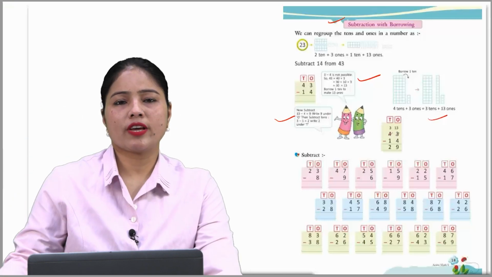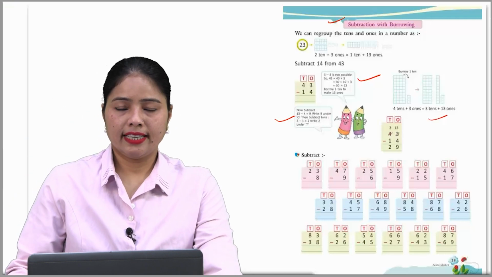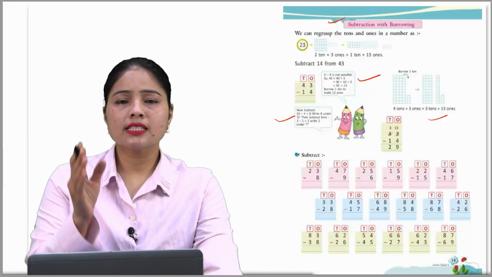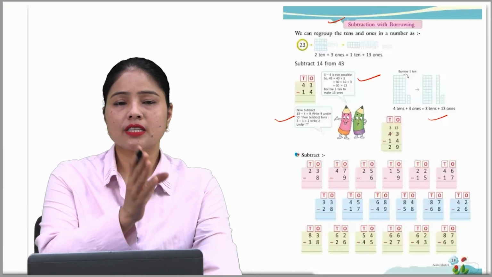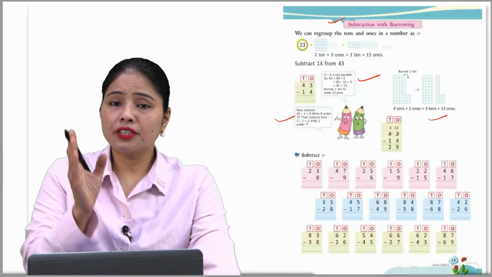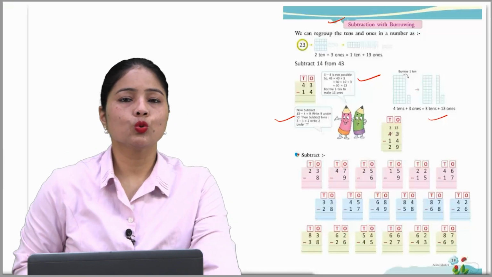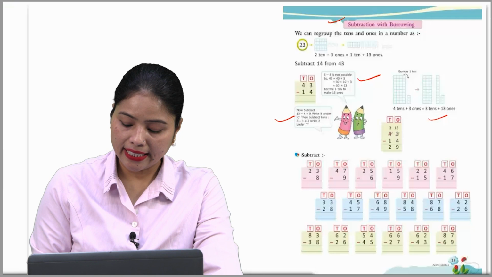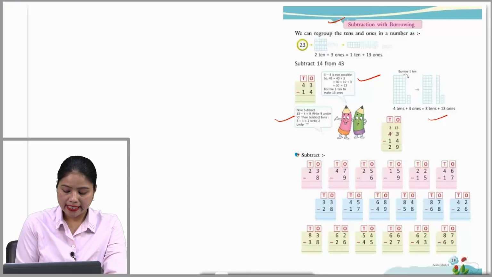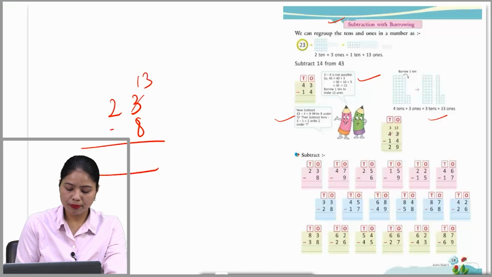Okay, now subtract 23 minus 8. So the method is the same, beta. You can't subtract 8 from 3. Then 3 will take 1, borrowed from 2 tens. So it now becomes 13. So write it like this: 2, 3 and 8. Now it becomes 13 and it remains 8.